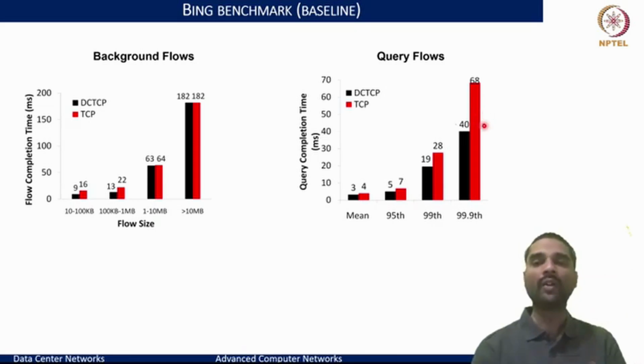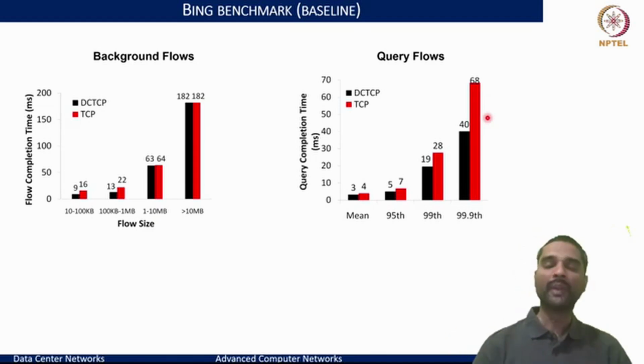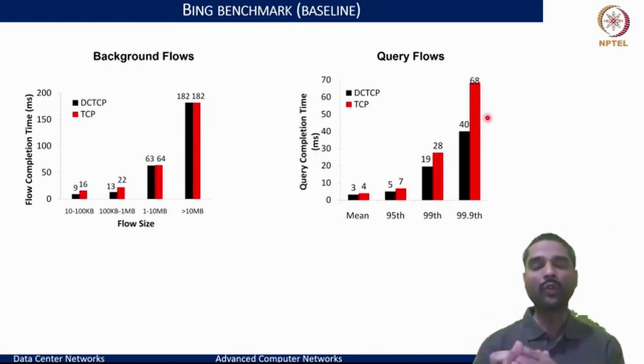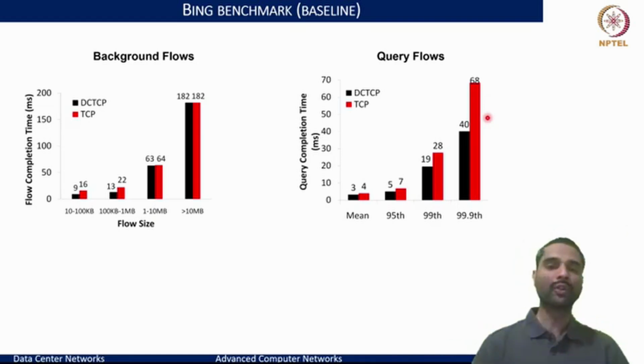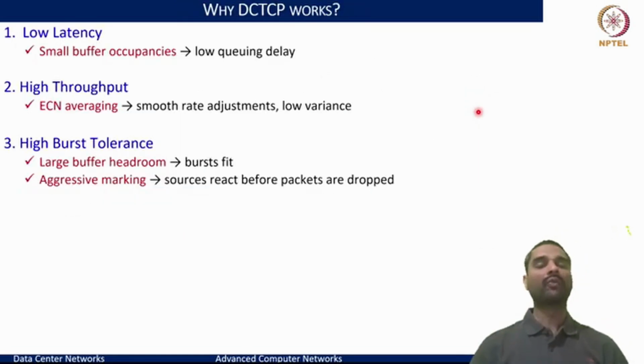And you can see that most of the queries with DC-TCP are able to complete. Even the 99.9th percentile of the queries were able to be completed within 40 milliseconds, while with TCP, the numbers jumped up to 68 milliseconds. And thus, we are able to contain the time and meet the deadlines in a soft approach using DC-TCP as a protocol.